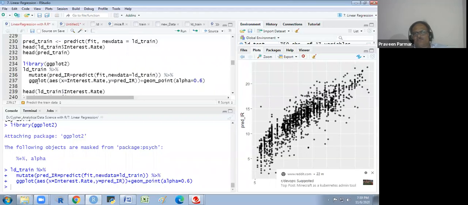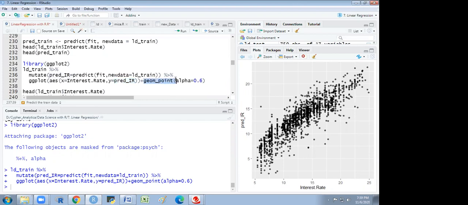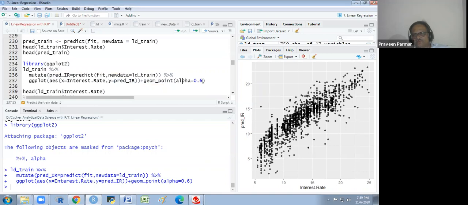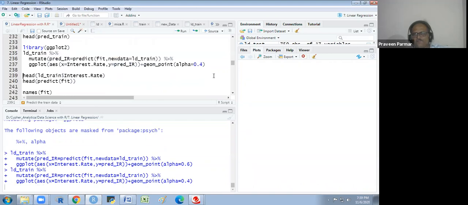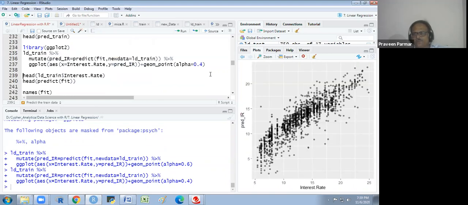And then I'm making a ggplot with aesthetics. On the x-axis, I'm putting the actual interest rate. On the y-axis, I am putting the predicted interest rate. Got it? Is there any doubt? No, sir. And then I am making a scatter plot with geom underscore point, and alpha is the opacity, not the size of these points. Opacity means the transparency of that. Got it?